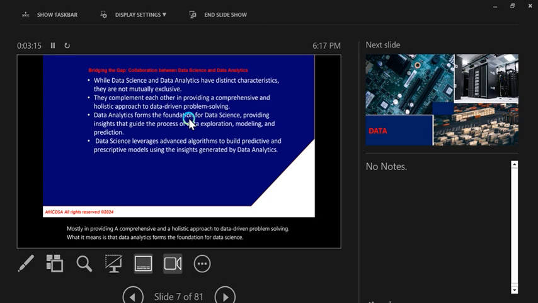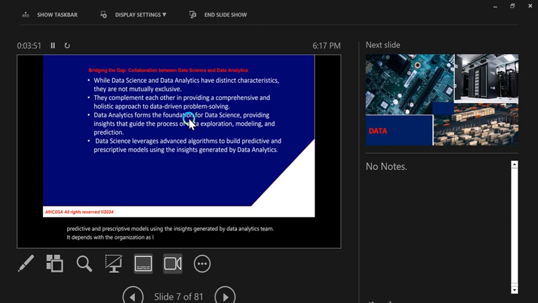It does this by providing insights that guide the process of data exploration. I have given several examples of data exploration, data modeling, and of course, prediction. Therefore, data science leverages advanced algorithms to build what we call predictive and prescriptive models using the insights generated by the data analytics team. It depends on the organization, as I say.